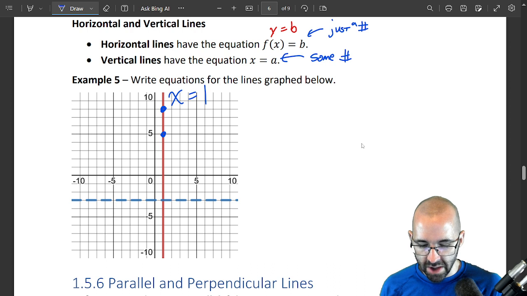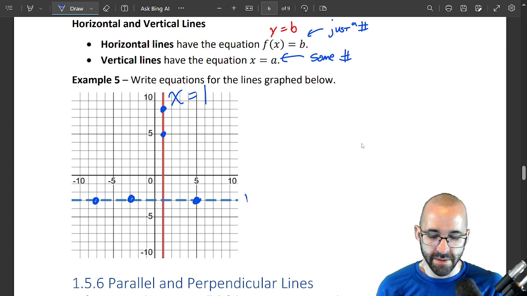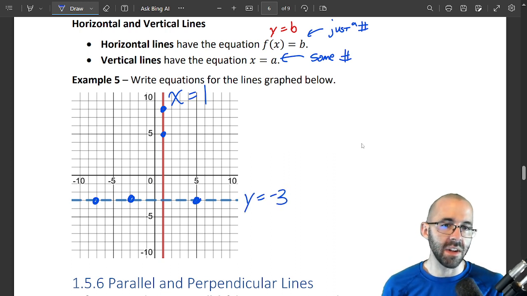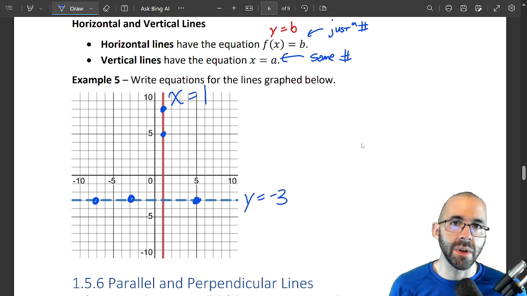And likewise, what do all these points down here have in common? They all have a y value of -3. So this will be the line y equals -3. That's all there is to it.